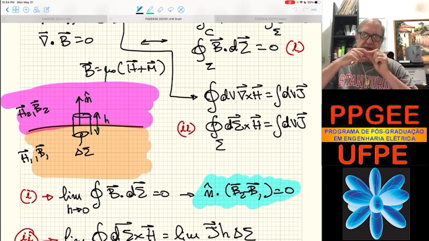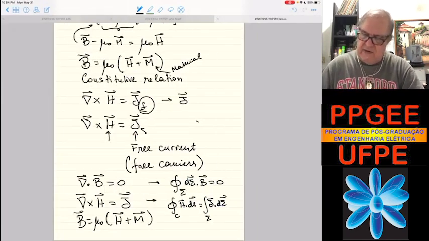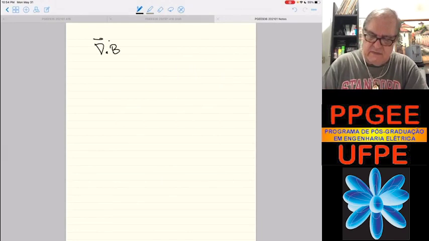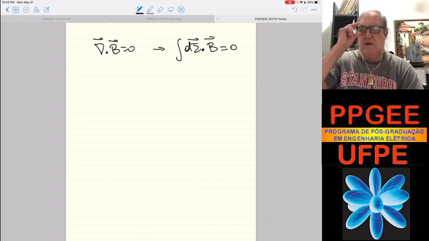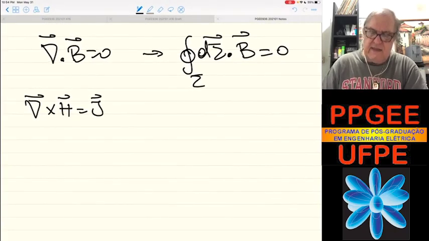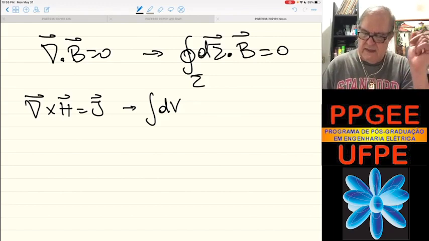We're going to use a differential cylinder with a height that goes to 0 and a surface that is very small, a differential surface. Instead of the traditional integral equations, let's go back to the differential form. This gives this integral connection, right? Magnetic flux outwards or inwards of any closed surface equals 0. The other equation is this one. Now I can integrate in the volume and obtain another integral equation. It is not Ampère's law. It's this one here.